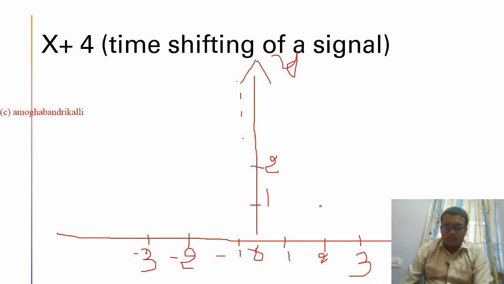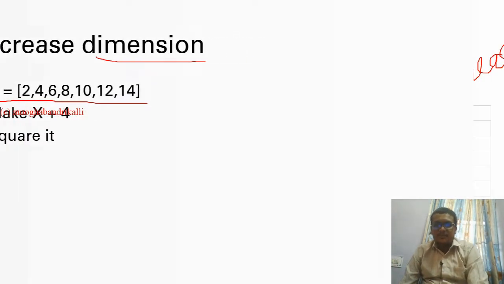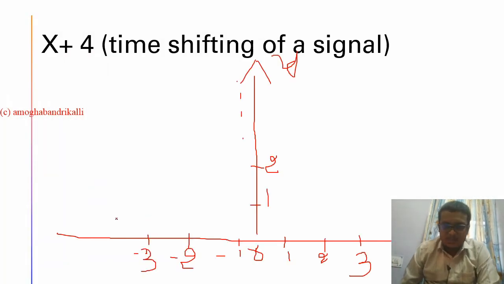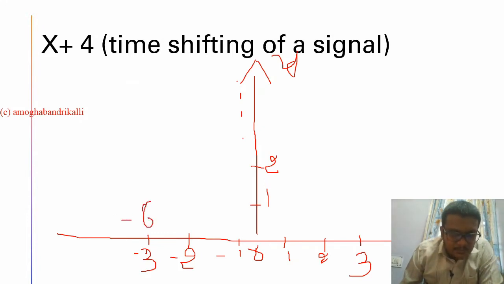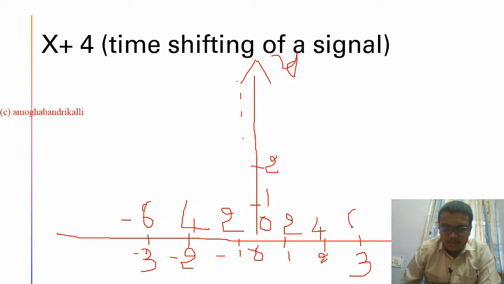So previously the values were 2, 4, 6, 8, 10, 12, 14, 16. So it will be shifting towards the left side. So the value will become 6, and the next value will become 4, the next value will become 2, and at the 0th position we will be having the same value, 0, 2, 4, 6 and 8.